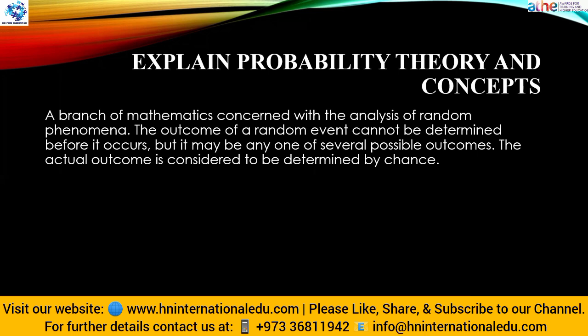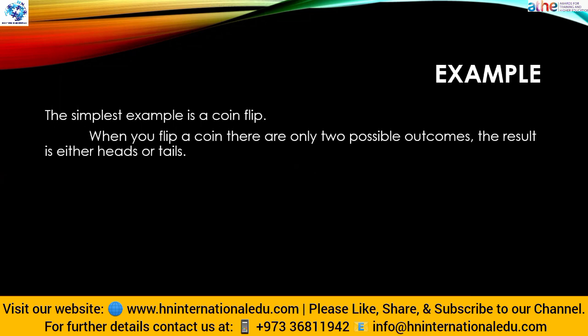Probability is a branch of mathematics concerned with the analysis of random phenomena. The outcome of a random event cannot be determined before it occurs. Before the occurrence of something, you cannot say with 100% certainty what is going to happen, but it may be any one of several possible outcomes. The actual outcome is considered to be determined by chance. You look at the chances of the occurrence of something, and then you understand whether it could happen or not.